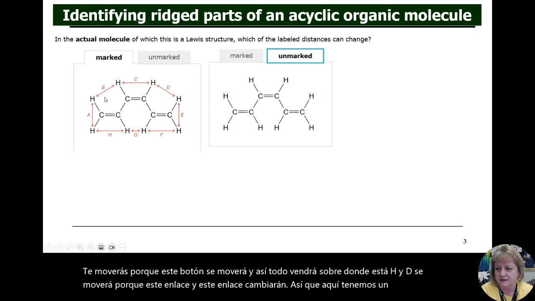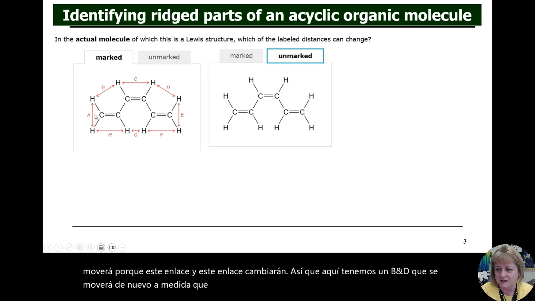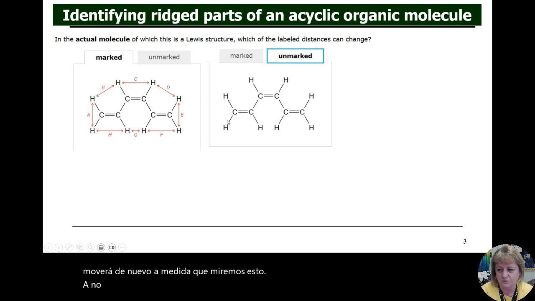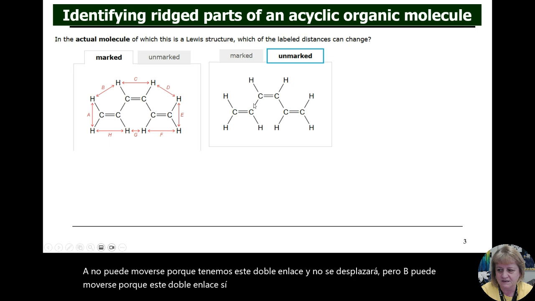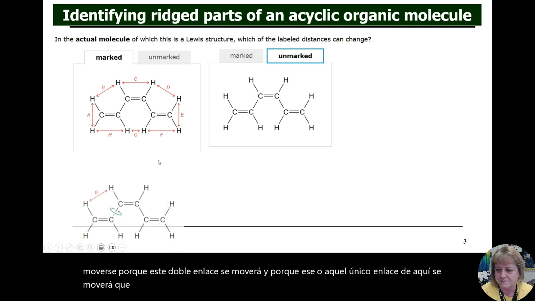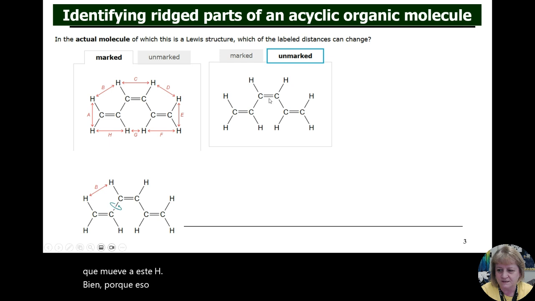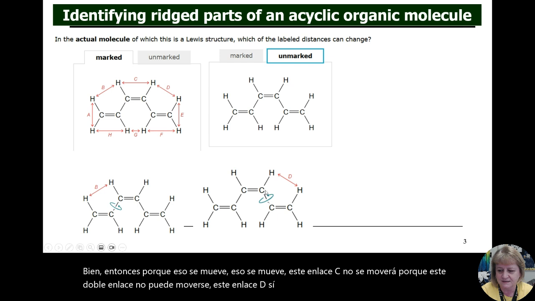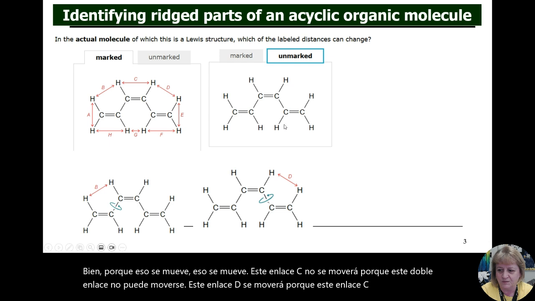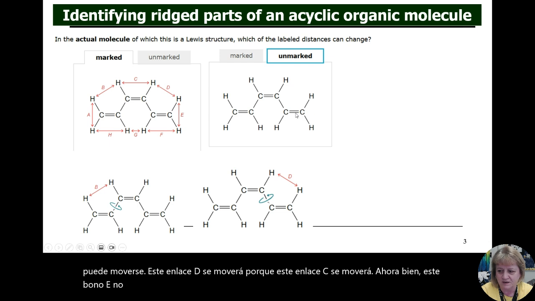Again, as we're looking at this, A can't move because we have this double bond and it won't shift. But B can move because this double bond will move, and because that single bond right here will move, that moves this H around. Okay, so because that moves, that moves. This C bond won't move because this double bond can't move. This D bond will move because this C bond will move. Now, this E bond will not move because that double bond won't move.